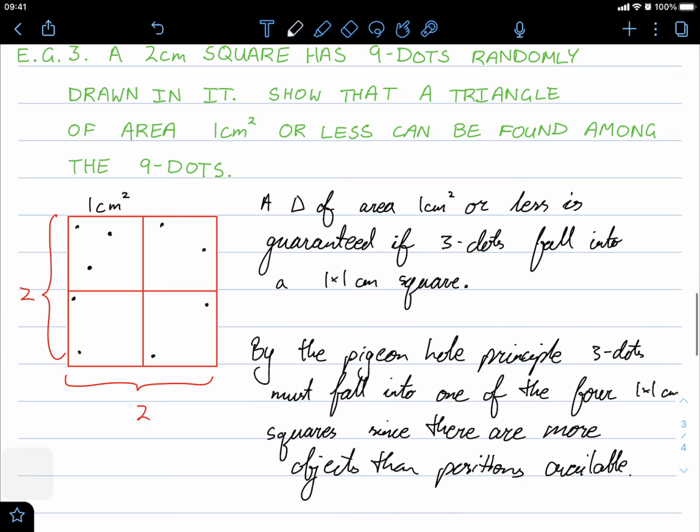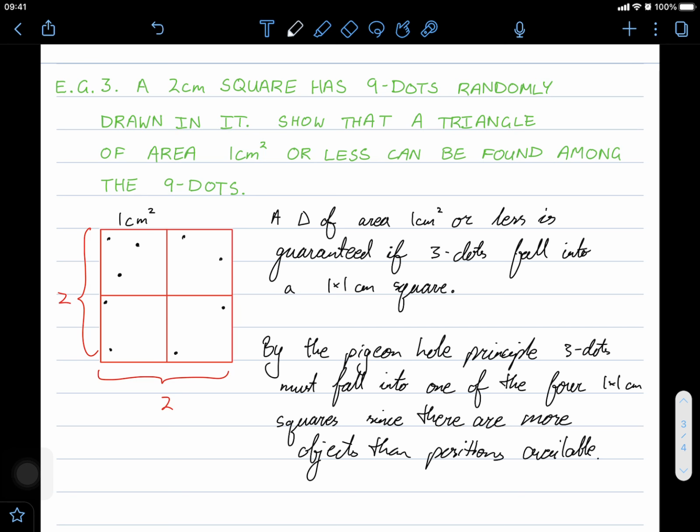And there we go. So that's the pigeonhole principle applied in a rather abstract way. So I hope that gave you an insight into the pigeonhole principle a little bit more.